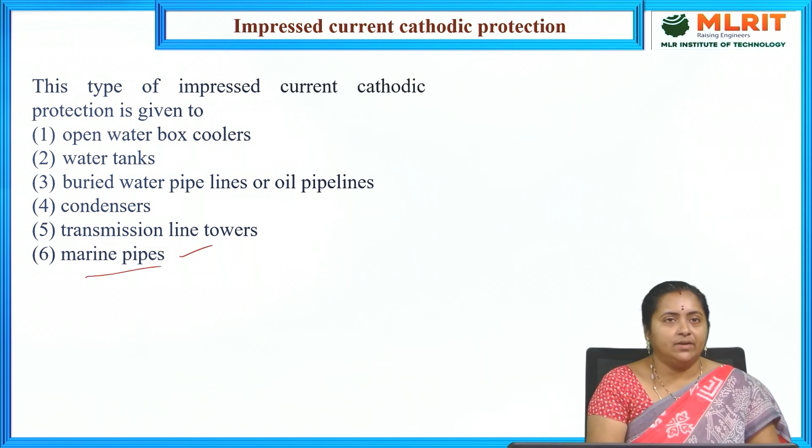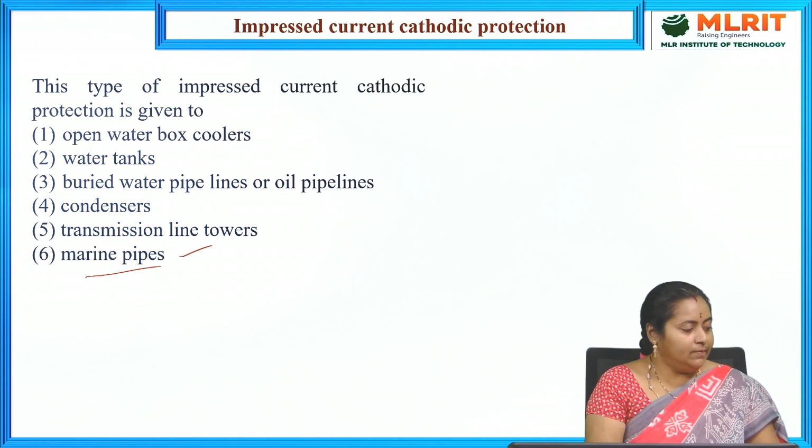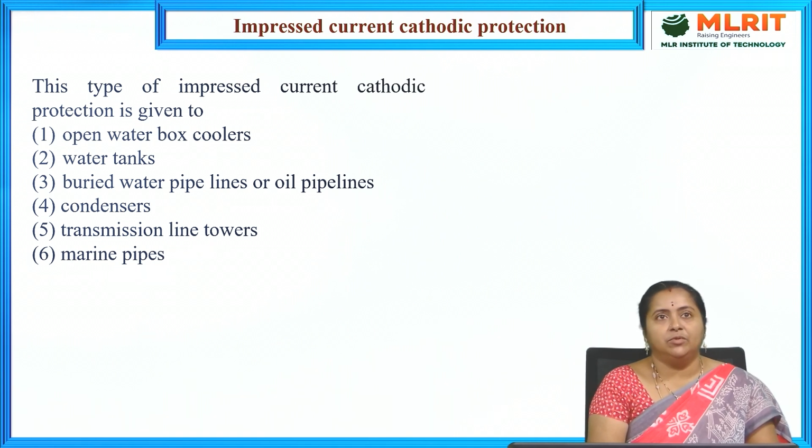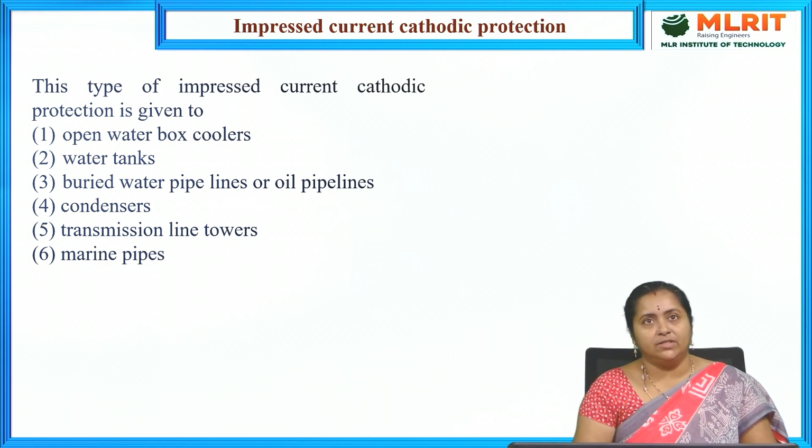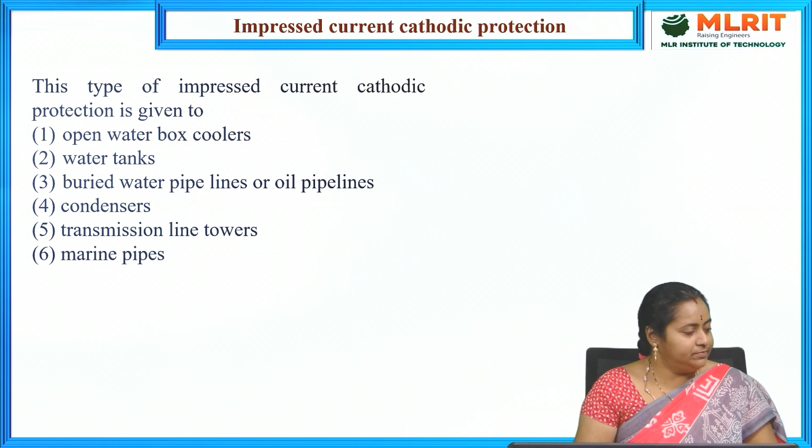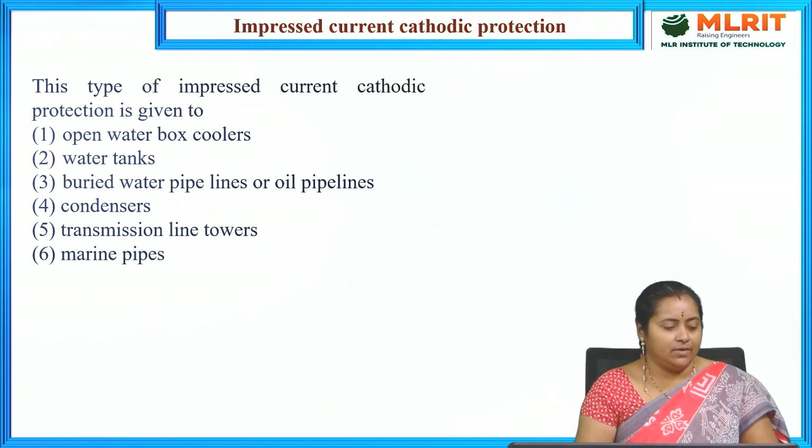So for protecting all these types of metal bodies, which are called base metals, we have to depend upon one method, that is called impressed current cathodic protection. It is the best solution and a permanent solution when compared to the sacrificial anodic method.